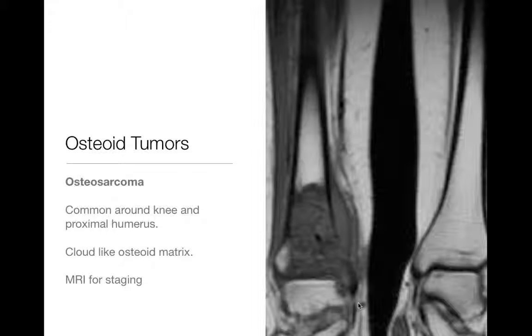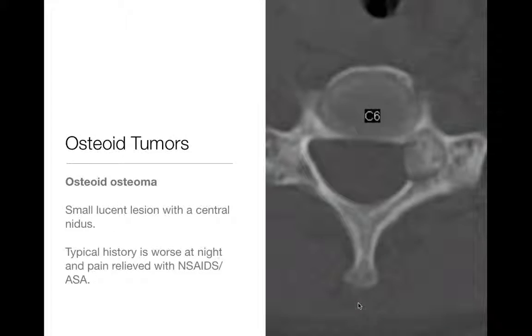Or you can have more distant metastasis as well in very advanced disease. So MRI is for staging, to look for the extent of the tumor, to look for skip lesions, to look for soft tissue involvement of neurovascular bundles, things the surgeons would like to know about before they go in to do any resection. Okay, osteosarcoma, a common osteoid tumor in kids.